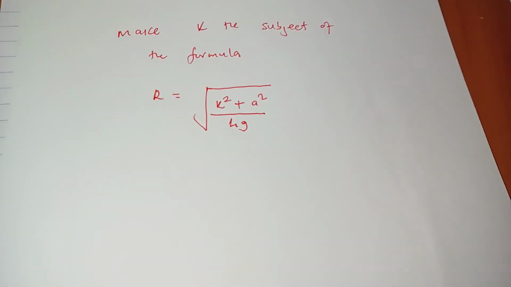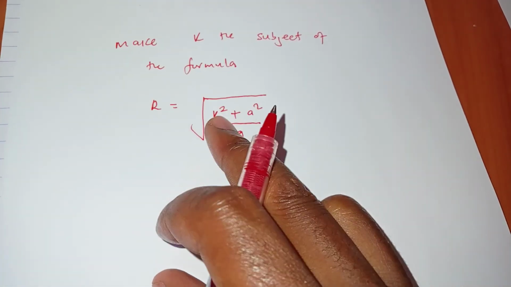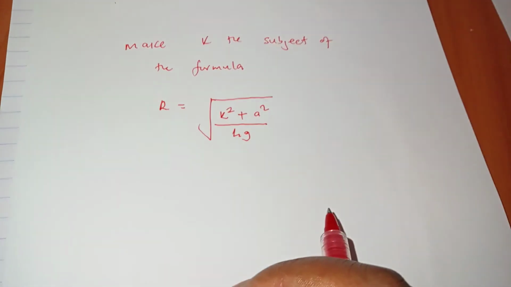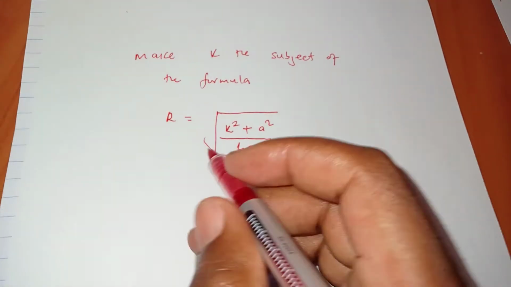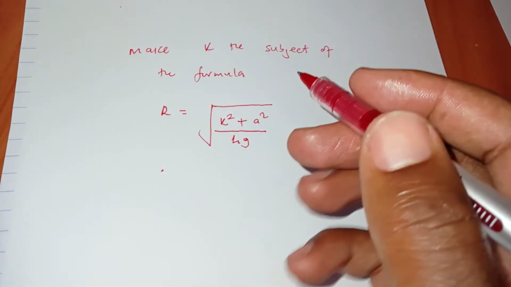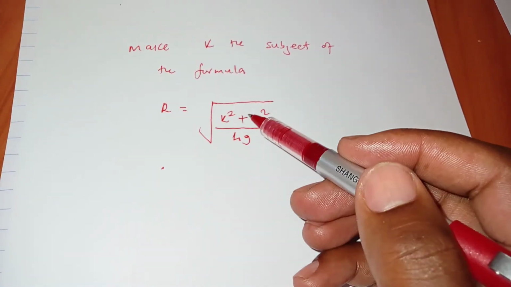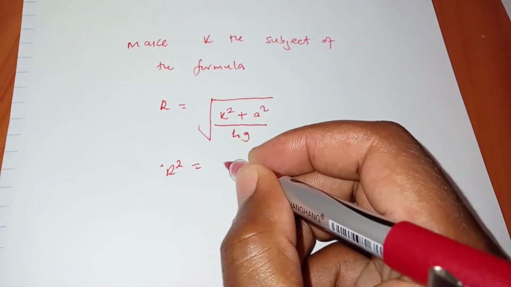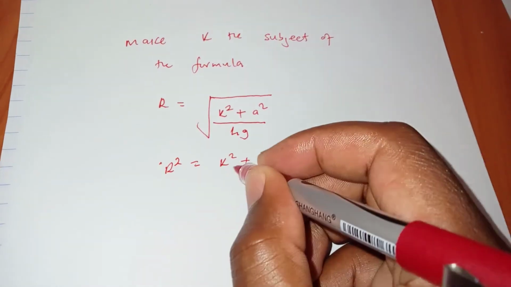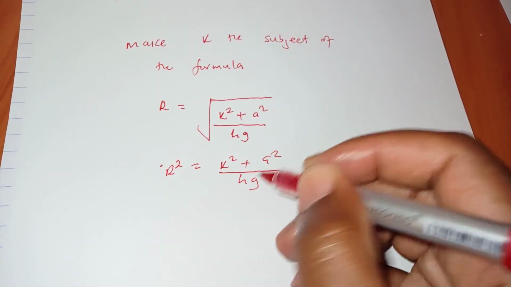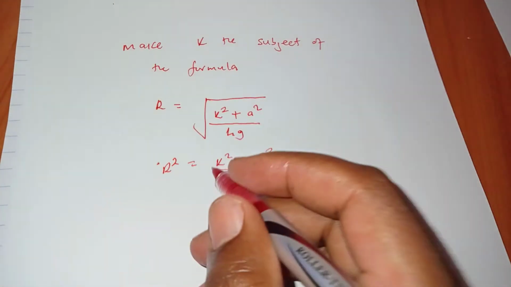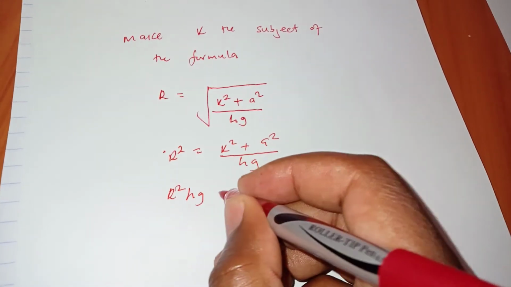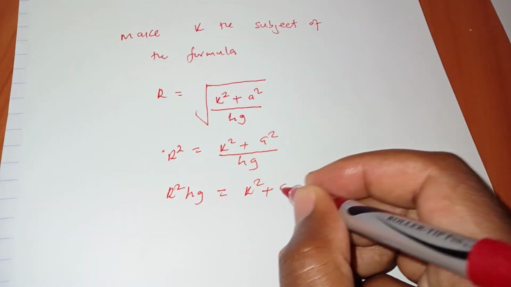So we want to make k the subject here, and you can see that it is embedded under a root. And so what we can do is square both sides, and we can isolate k. We have to get rid of this square root sign, and we can do that by squaring both sides. And so we have r squared is equal to k squared plus a squared all over hg. Okay, so then we multiply both sides by hg. So we have r squared times hg is equal to k squared plus a squared.